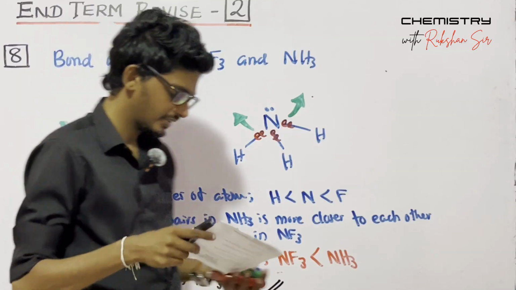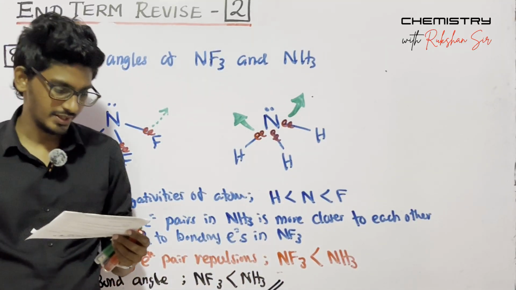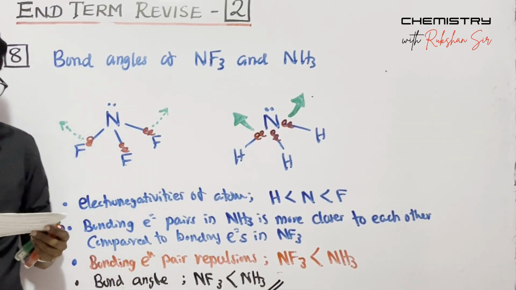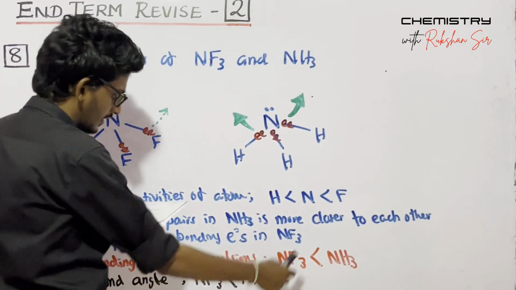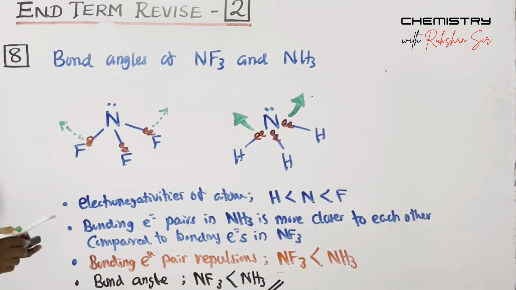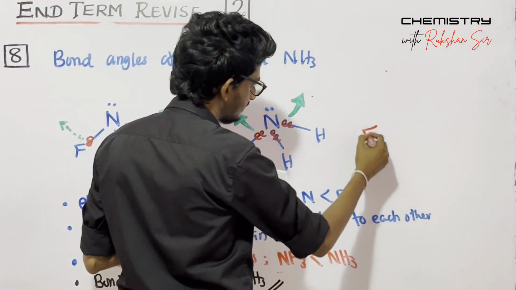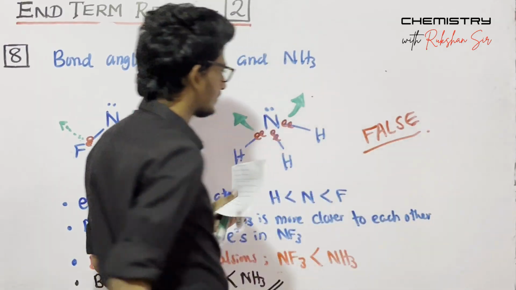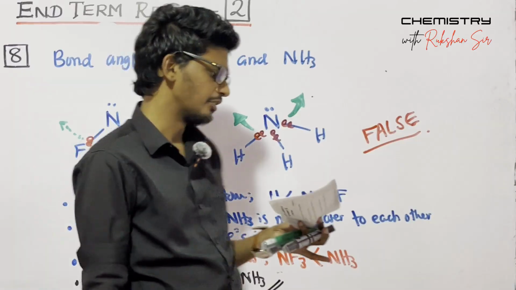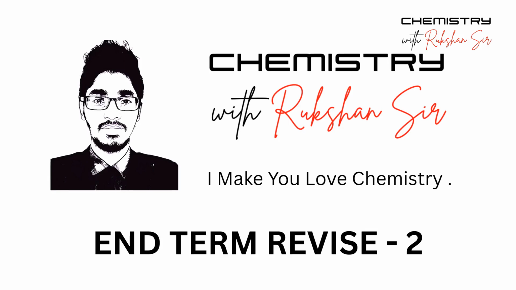Again, go to the statement to check whether it is true or false. Bond angle around nitrogen in NF3 is greater than that of NH3. That is what it says. No, NH3 has the greater angle. So the statement is false. Okay, so that is the review for statement number 8.